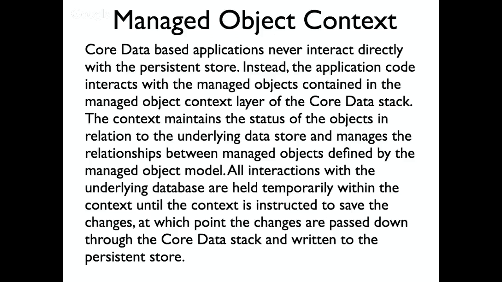And then that context maintains the status of the objects in relation to the underlying data store, i.e. the SQL database, and manages the relationship between the managed objects defined in the managed object model. All interactions with the underlying database are held temporarily within the context until that context is instructed to be saved and changes updated, at which point the changes are passed down through Core Data and written to the persistent store, i.e. the SQL database.